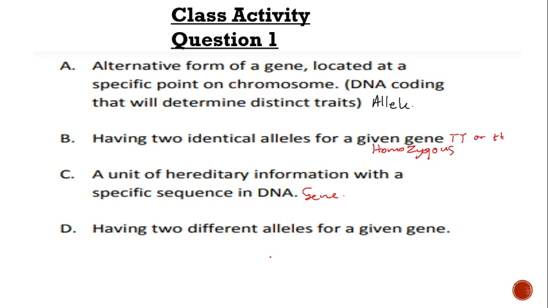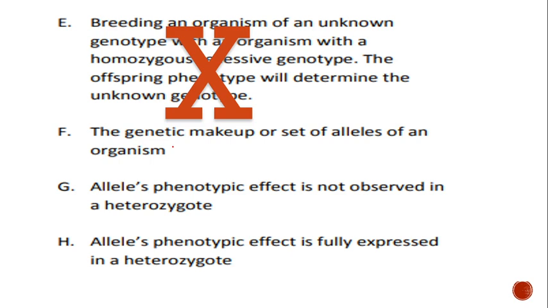Having two different alleles for a given gene. What do we call this? Different, the operative word being different, hetero. Then it's going to be heterozygous. The genetic makeup or set of alleles of an organism, that is the genotype.